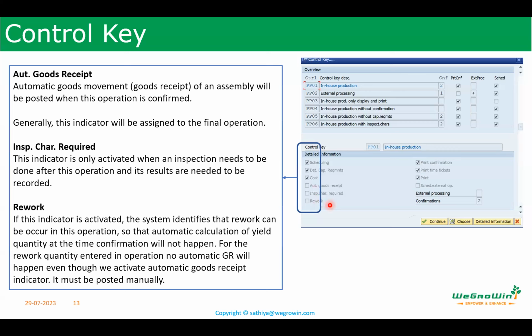And then there is inspection required. Because if you want to do some inspection during the particular operation, and if you want to capture some results, this has to be activated. And then rework. If there is rework occurring, how to calculate the yield based on this? Accordingly, we can select this rework. For the rework quantity entered in an operation, no automatic GR will happen. Even though we activate the goods receipt indicator, it must be posted manually. For example, if there is a rework which is generated, we have to post it manually only.